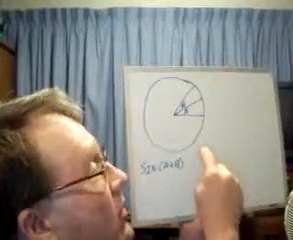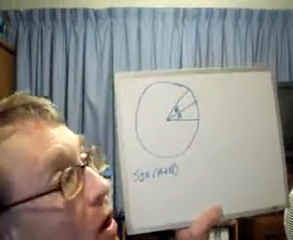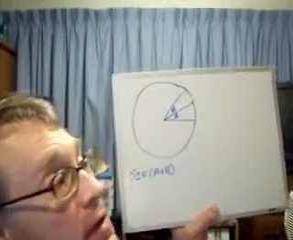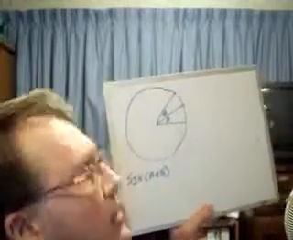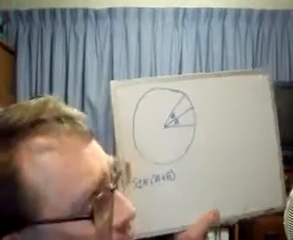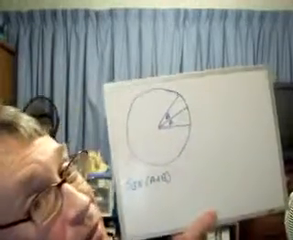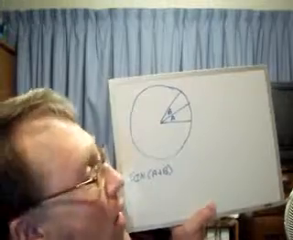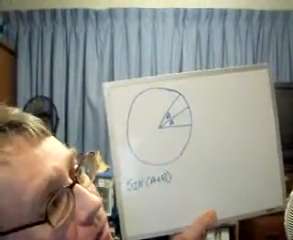We have a unit circle here. This is the radius of a unit circle. Now what is the radius of a unit circle? It's one of something. It doesn't matter whether it's millimeters, centimeters, miles, kilometers. It doesn't matter. As long as it's one of something, you're okay. Alright?